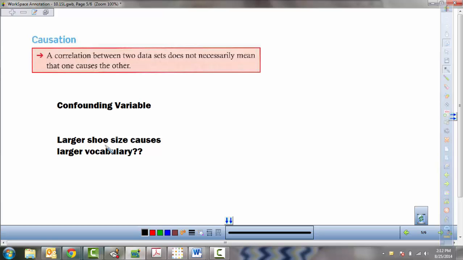Okay, so we see that there is a relationship, there's a correlation between those, but it doesn't mean that the shoe size causes a larger vocabulary. What's the confounding variable here? Well, the confounding variable here would be the person's age. A young person usually has small shoe size and low vocabulary, and as they get older, their shoe size increases and so does their vocabulary, but it's their age, usually not their shoe size, that increases their vocabulary. So that is an example of a confounding variable, and it illustrates that correlation is different than causation.